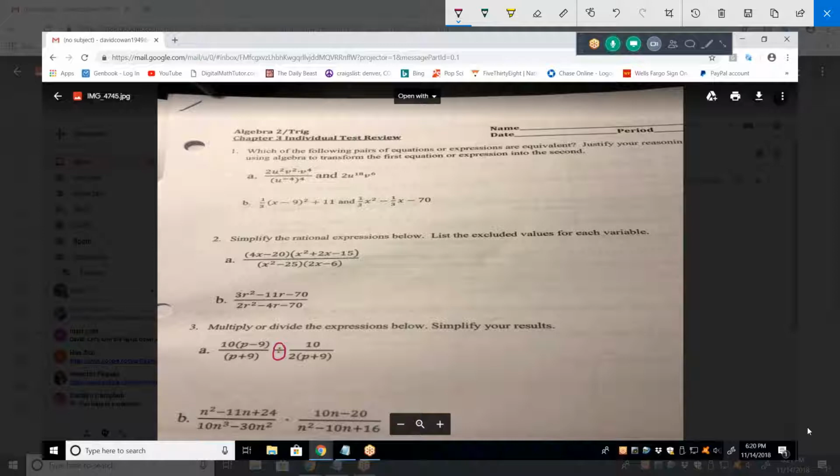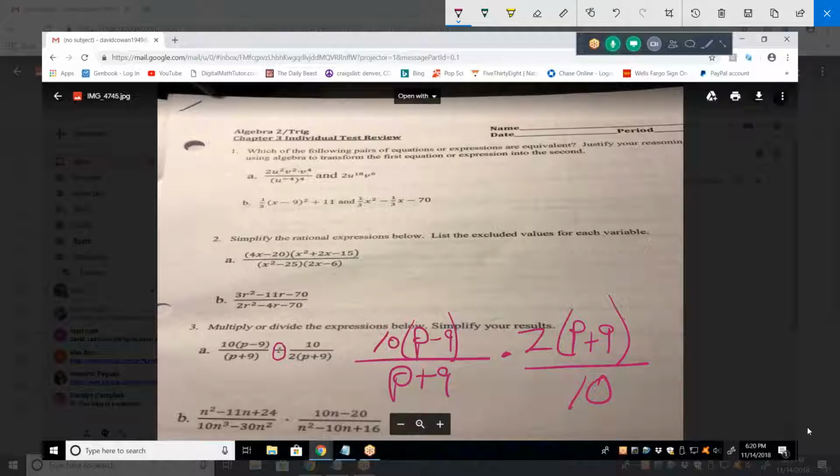All right, so what I'm looking at is p minus 9 over p plus 9. And instead of dividing, I'm going to multiply it by what? You're going to multiply it by 2 p plus 9 over 10. And now what can I cancel? That's what you're always looking for, is where can you cancel stuff? Can't you cancel the 2 p plus 9s?